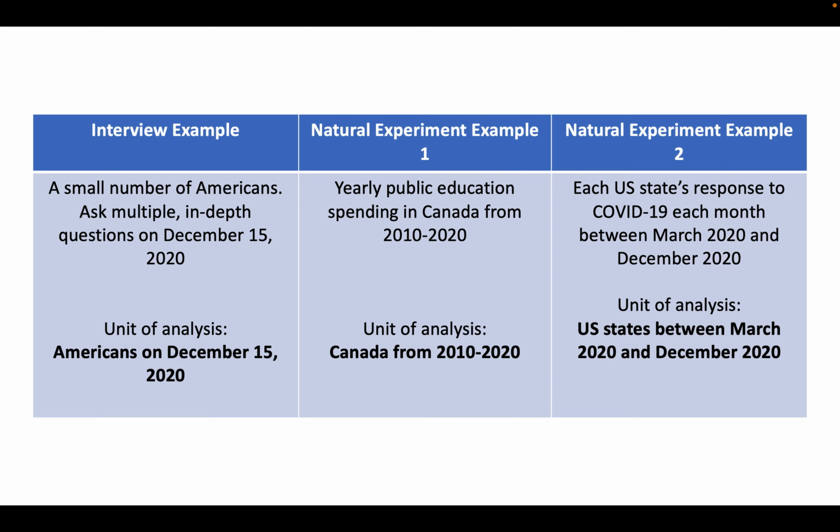Another natural experiment example would be each U.S. state's response to COVID-19 each month between March 2020 and December 2020. So the unit of analysis would be each U.S. state, the 50 states, between March 2020 and December 2020. So each month, March, April, May, June, July, August, September, October, November, and December.